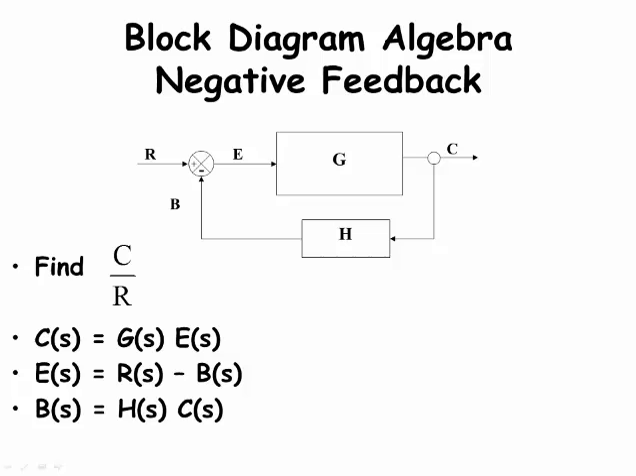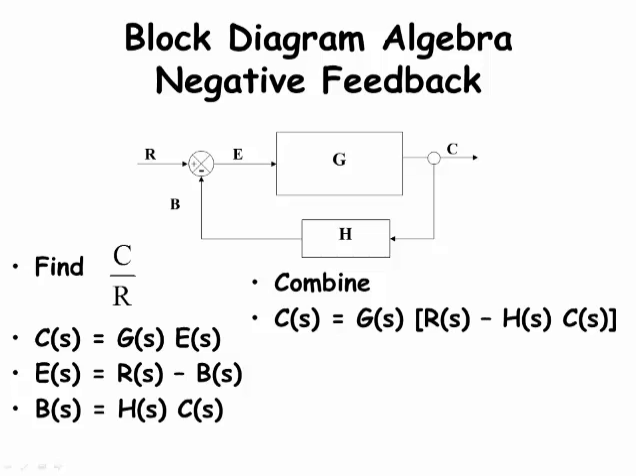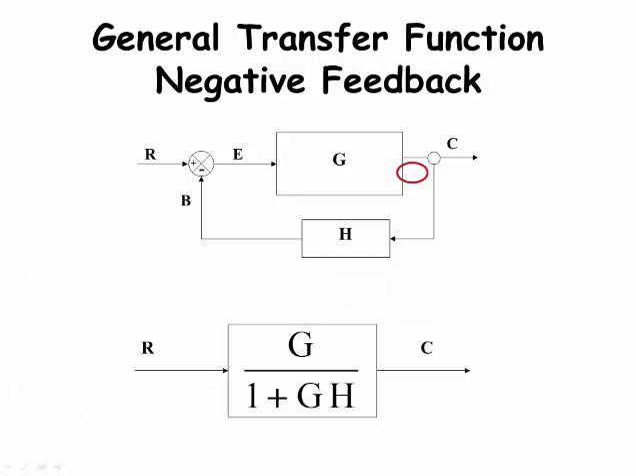Next we substitute the equation for B into the equation for E, then we substitute the equation for E into the equation for C. This produces the equation for C shown. After reorganizing, we get C over R equals G over 1 plus G times H. This is the same result we had on the previous slide.